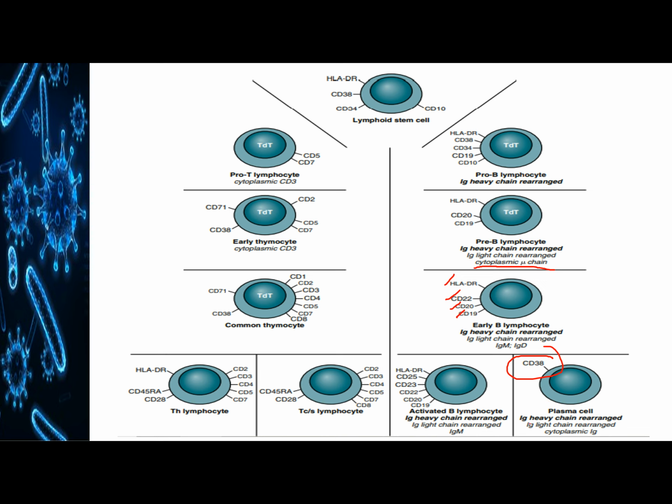It would have immunoglobulin heavy chain rearranged, IG light chain rearranged, cytoplasmic immunoglobulin. So do try to memorize this class, the different markers. They may come out in your quiz or exam.